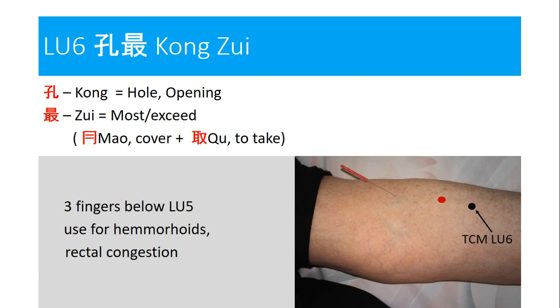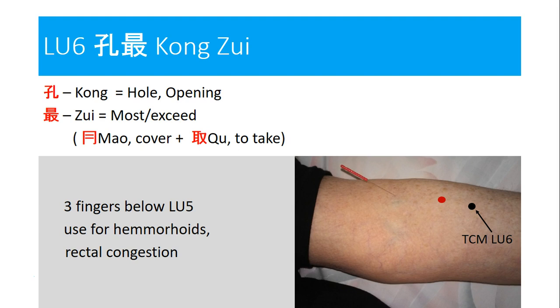Lung 6, Kong Zui. The Kong, an opening or a hole, is sort of like Shui, a cave. The character is used for acupuncture points. The character implies where the offspring of a bird are raised. It is also used to describe the apertures of the body, the mouth, the nose, the eyes, the ears, etc. I use it as a supporting point for hemorrhoids related to the anal hole.